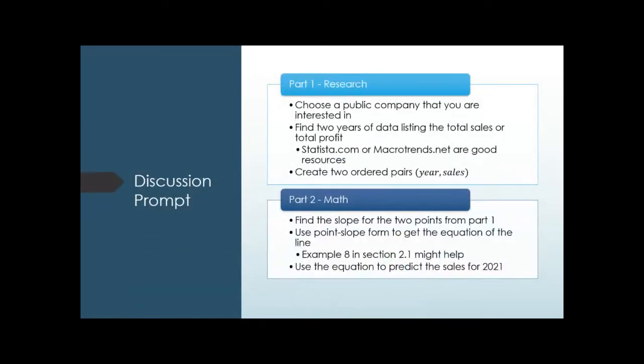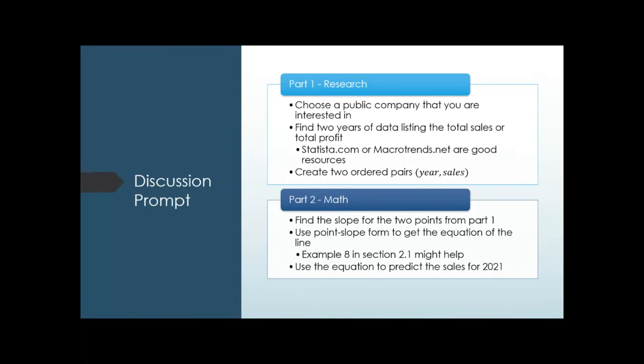So looking at the exact prompt itself, you have basically 2 parts. Part 1 is doing research, and part 2 is actually doing the math. So for part 1, you need to choose a public company that you are interested in, that you might want to know how they are doing. And you want to choose a public company because public companies have their data available for you. If you have a private company, it's very difficult to find the information. So you choose a company, and then you want to find 2 years of data listing the total sales or total profit or total revenue, some sort of money data.